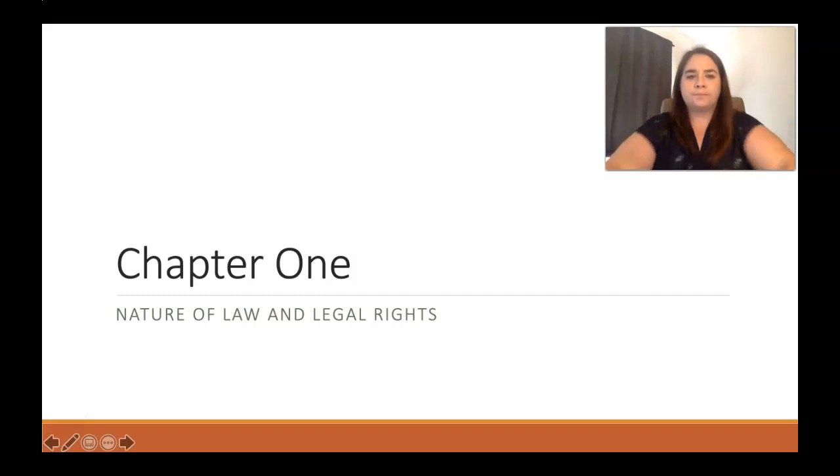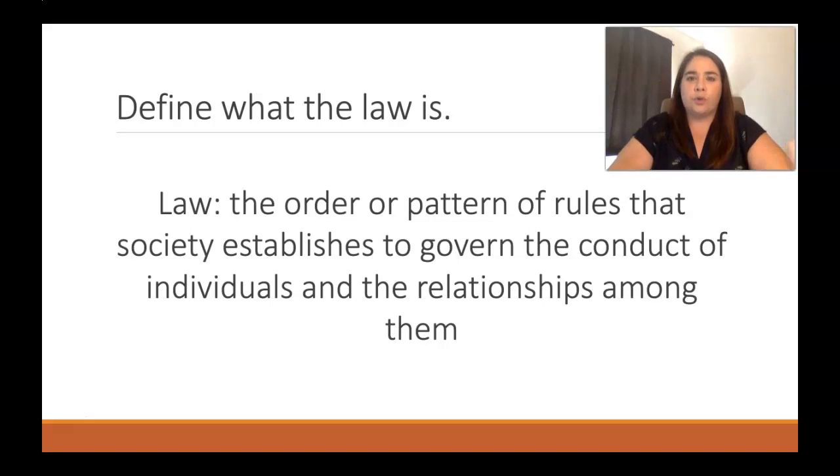Now, to start, chapters 1 and 2, again, focus on that baseline knowledge that we all need to have moving forward in this class so that we're all using the same types of words to reference the same types of things. So first, what is the law? That's a harder word to define than I think a lot of people think about, because what does that mean?